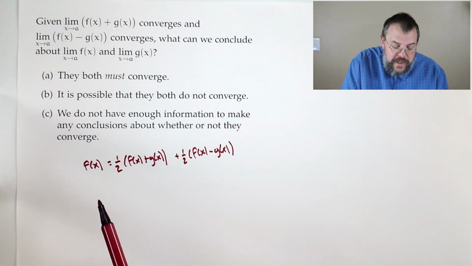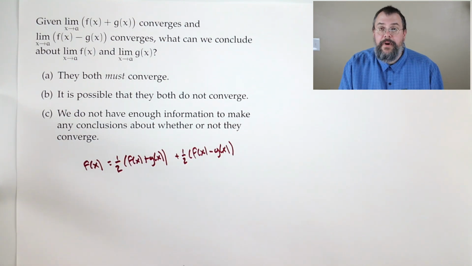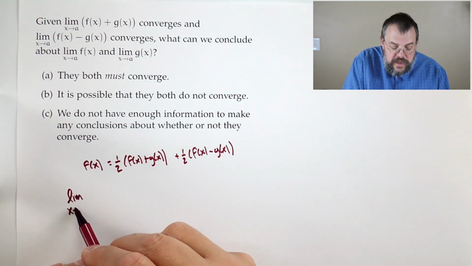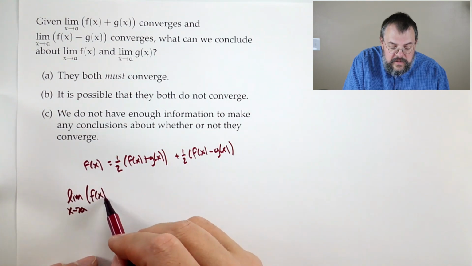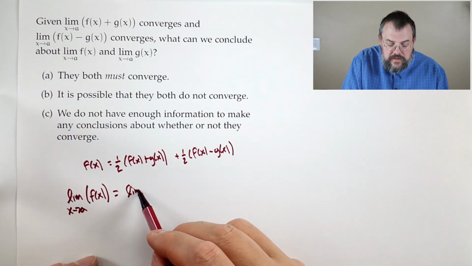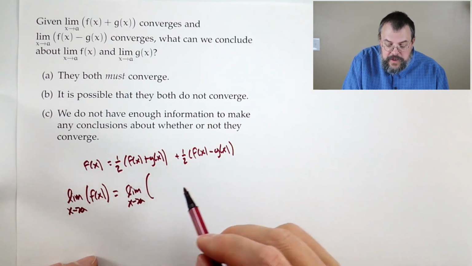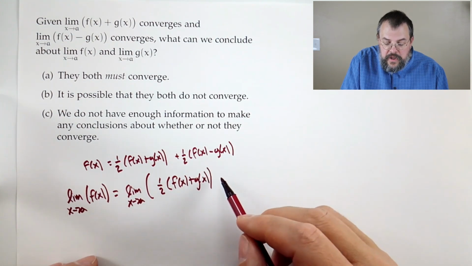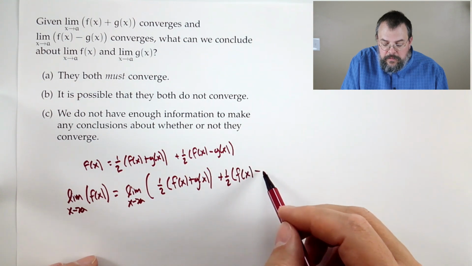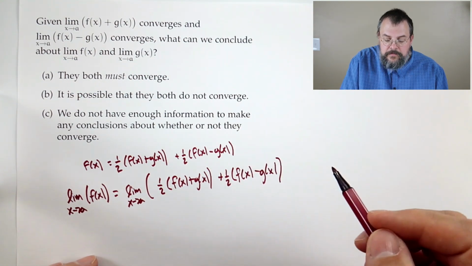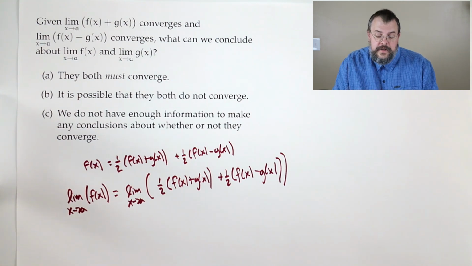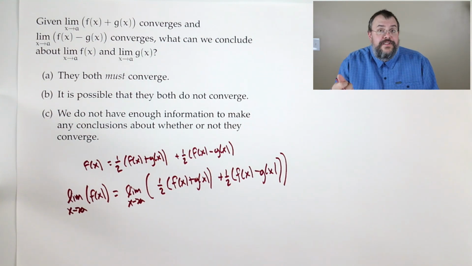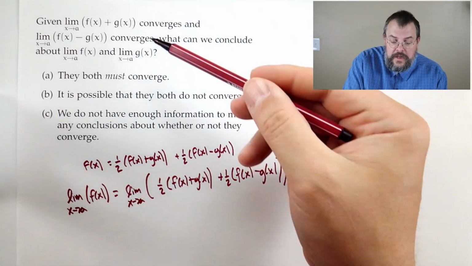So what do we get? Well, that says f is a combination of f plus g and f minus g. So what does that tell me? It tells me that the limit as x goes to a of f of x is the limit as x goes to a of this expression, 1/2 f of x plus g of x plus 1/2 f of x minus g of x. And now we can say, I can break up over addition and I can pull out factors as long as I know that the limits themselves exist. And I know that they exist.